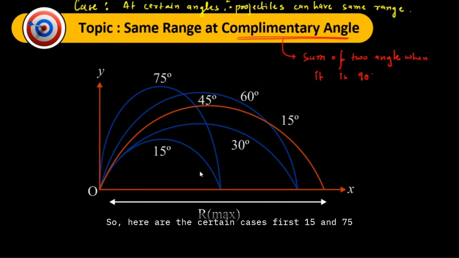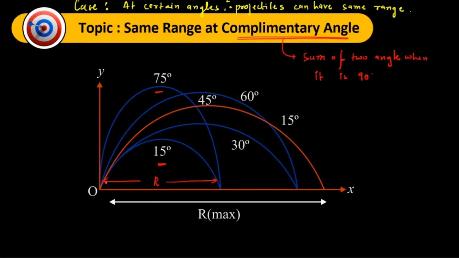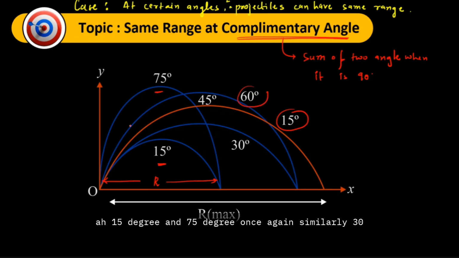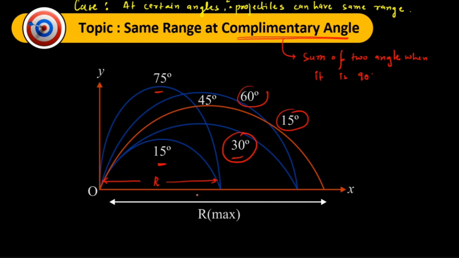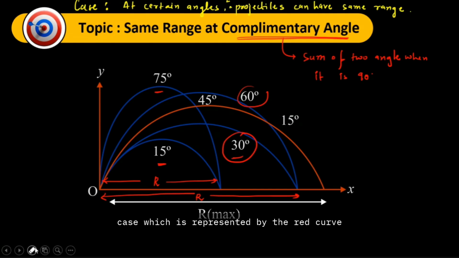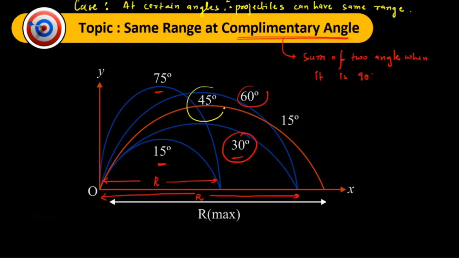So here are certain cases. First, 15 and 75. At 15 degree and 75 degree, the angles might be different, but the range they are going to have is the same. Similarly, 30 degree and 60 degree are again going to have the same range. And here you can see one case represented by the red curve of 45 degree. So 45 degree is the angle at which we can have maximum range.